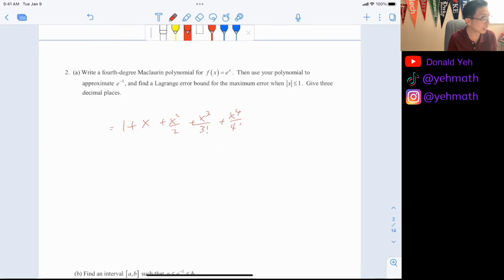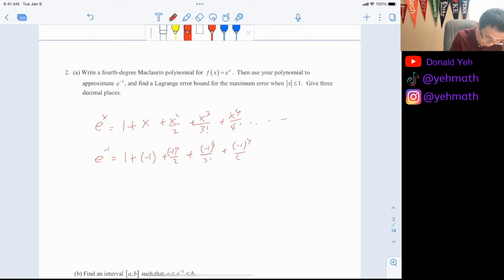So we're gonna stop right here, because we get to here. What we're gonna do is evaluate e to the negative 1. So we plug in 1 plus negative 1 plus negative 1 squared over 2 plus negative 1 to the third over 3 factorial plus negative 1 to the fourth over 4 factorial. This will be an approximation at the 4th degree. Is that okay? Yes. That's equal to 0.375.